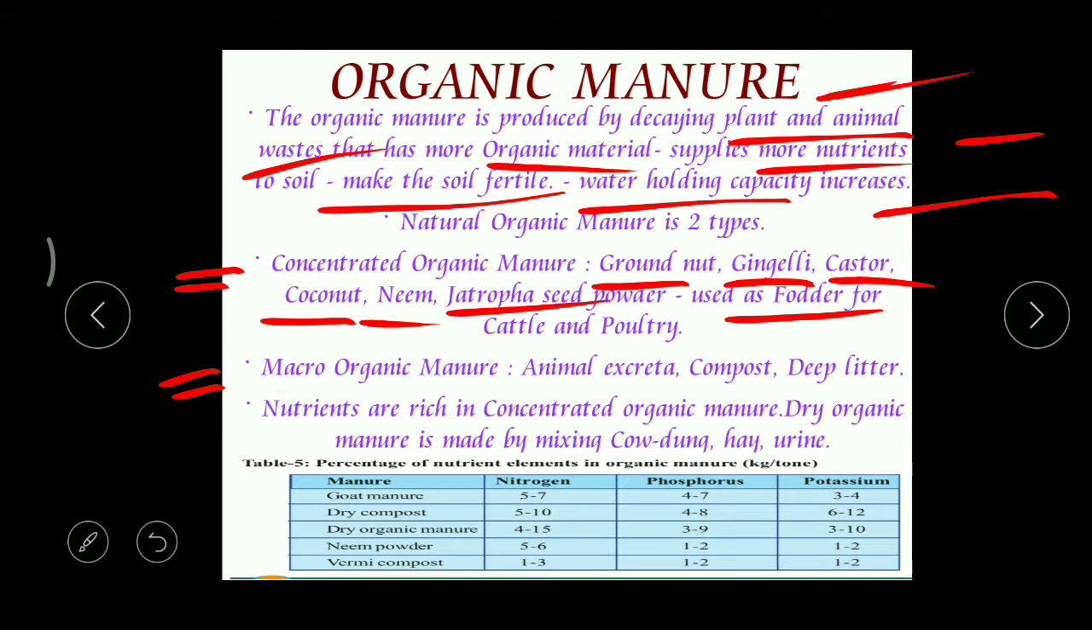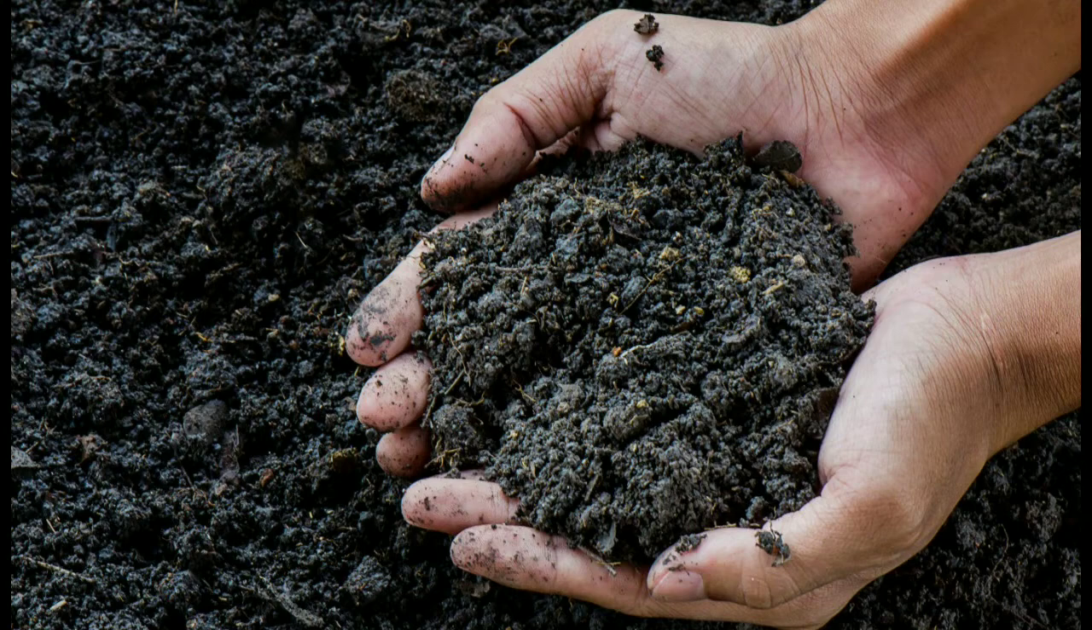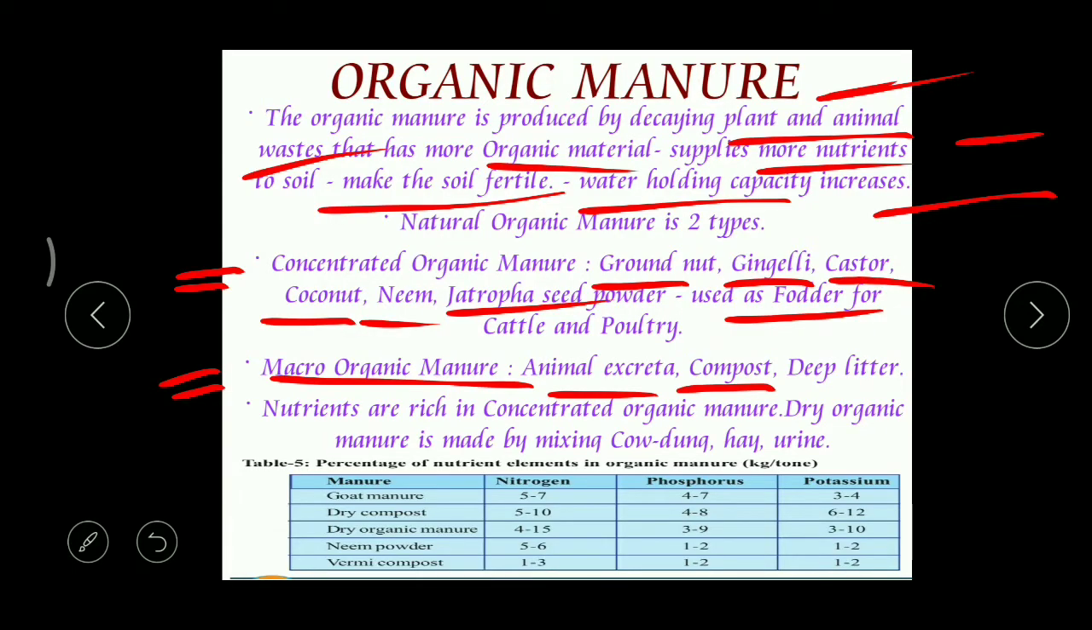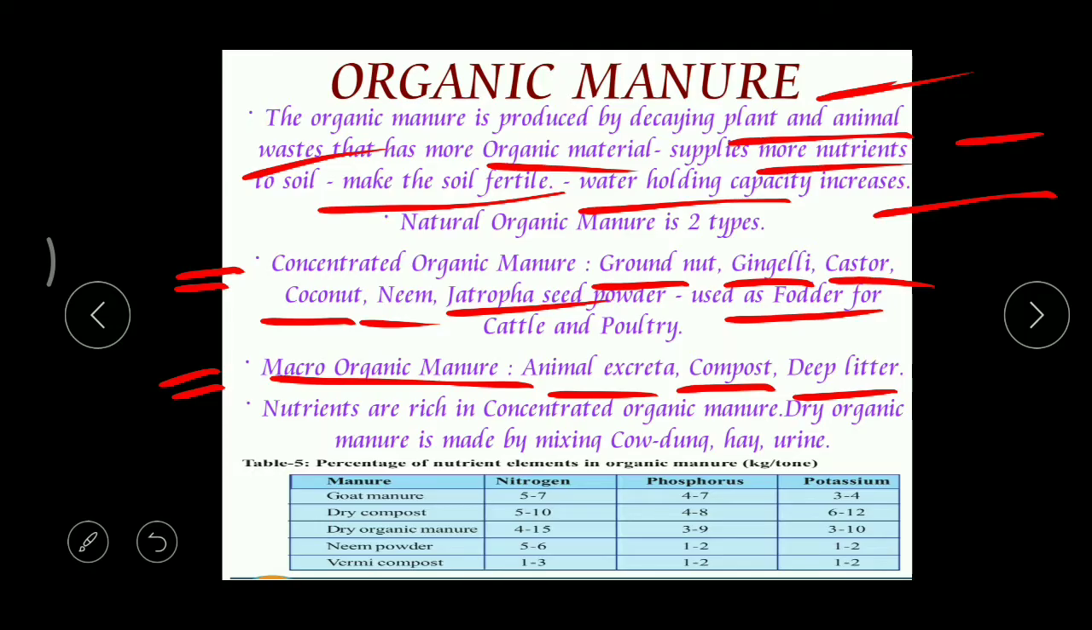Right? To prepare this macro organic manure, we need animal excreta. Animal excreta means especially dung, then urine, and then compost. Compost means decomposed matter, and the next, deep litter. Litter means, have you seen this picture? This is a poultry farm, and in a poultry farm, all these chicks release waste, and that waste can be called deep litter, right?